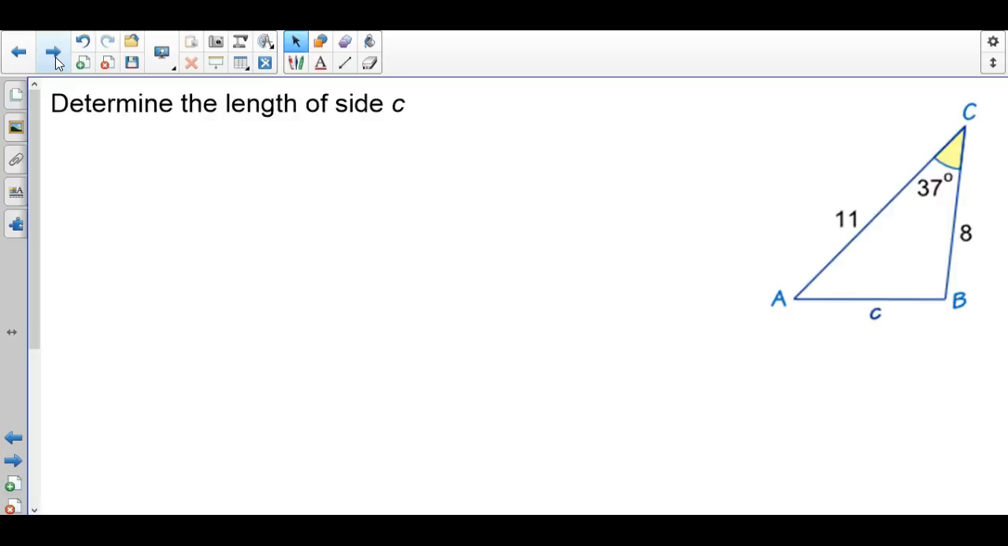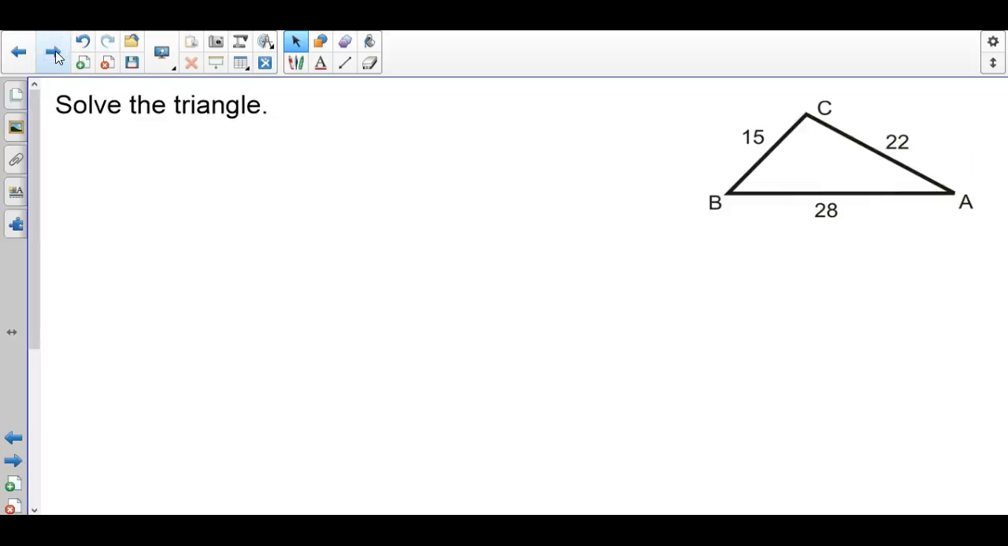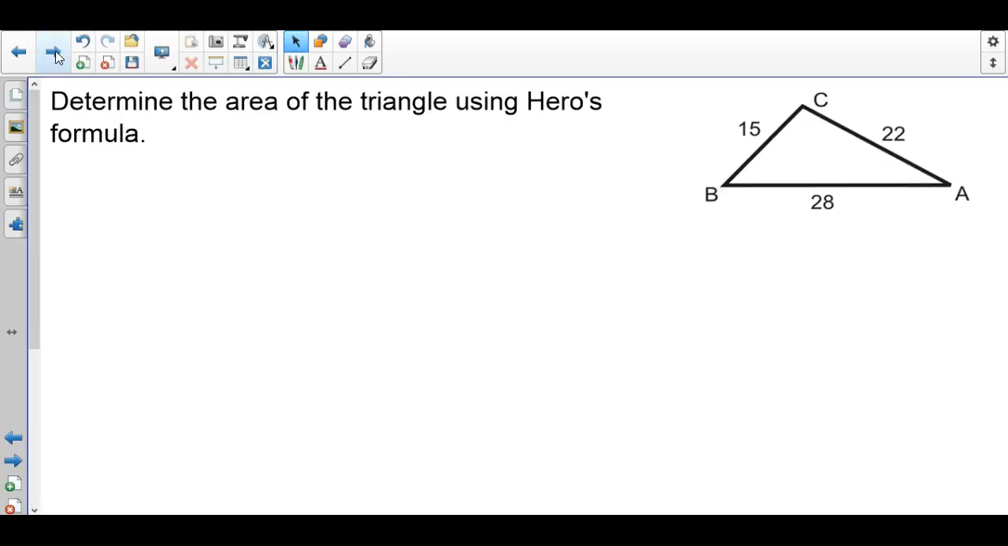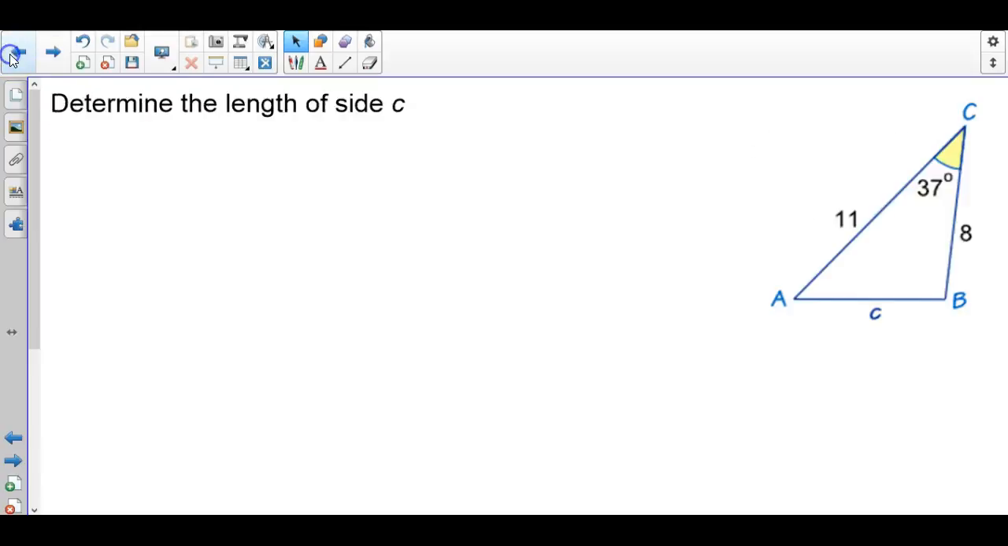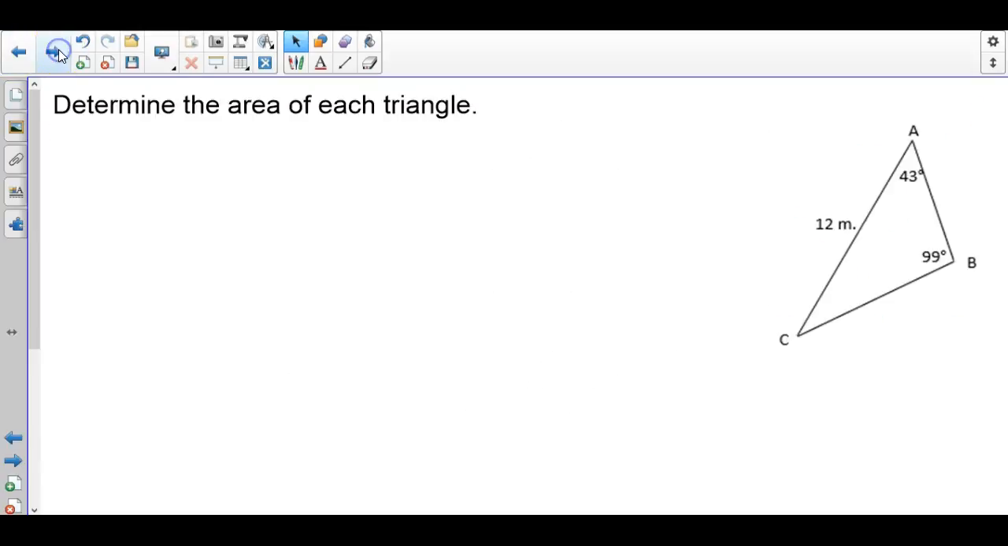So we'll do a couple of those, and then I'll do a pretty generic law of cosines problem, just substituting numbers into an equation. We'll solve a triangle, which means we're going to find all the missing angles in this case. The sides are given. We'll do another area problem using Hero's formula, and I'll also use the formula for area that uses sine to check our answer for that. So pretty short and sweet.